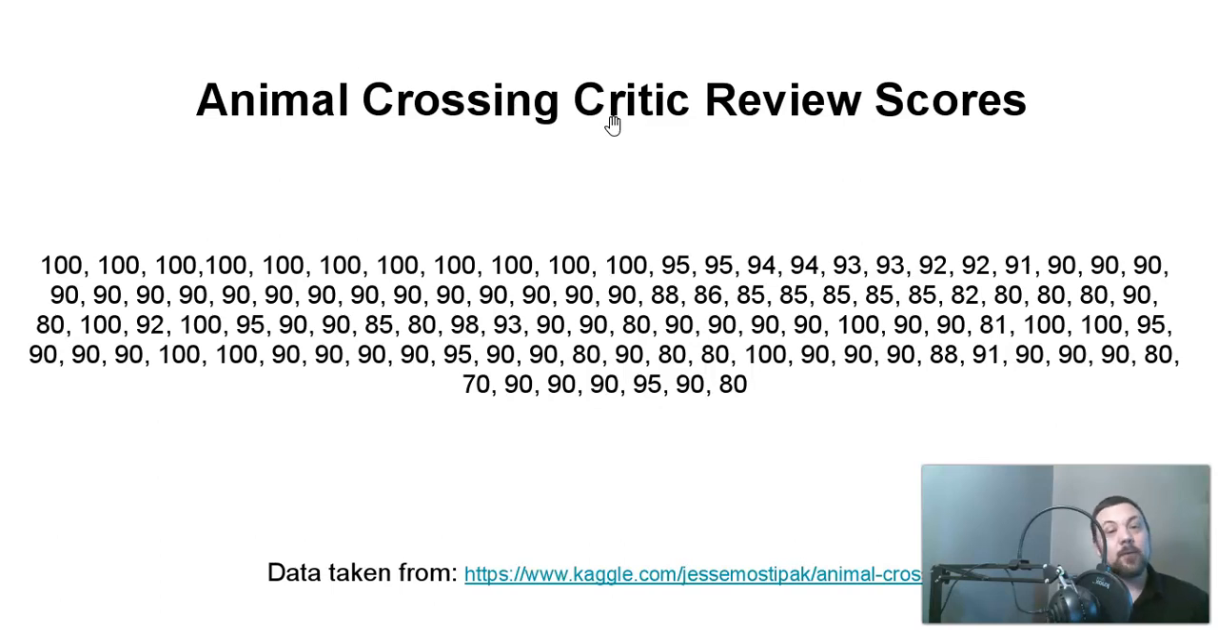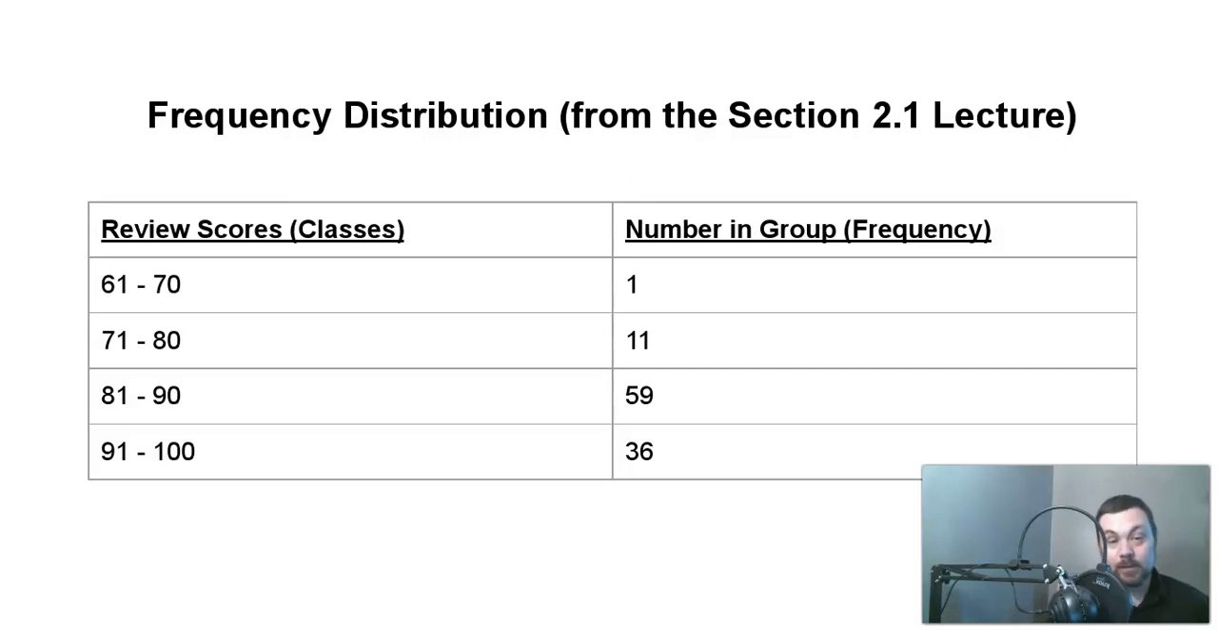In the video for section 2.1, we constructed this frequency distribution. And then I proceeded to make a complete mess of that screen because we dissected, and that's the word I was looking for when I recorded the video, every part of a frequency distribution. We talked about the lower class limit, upper class limit, all that stuff. So this is what that frequency distribution was for the data set that we just looked at.